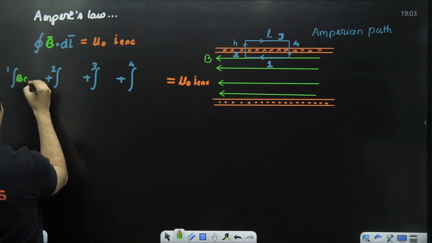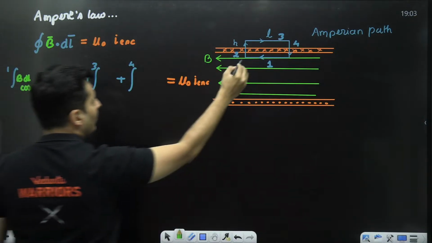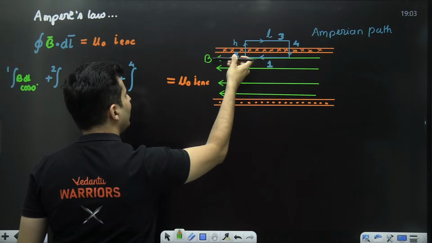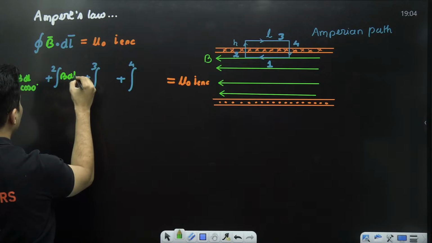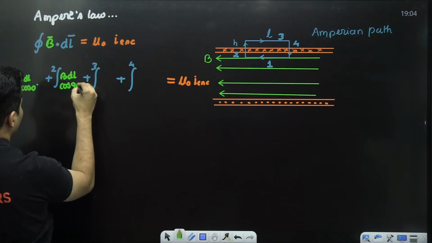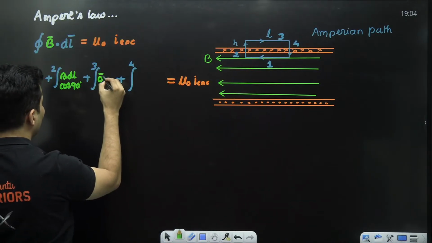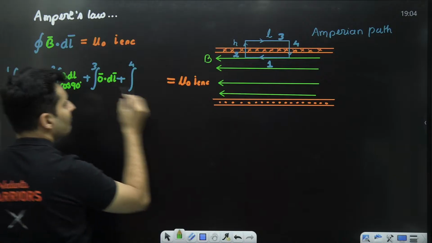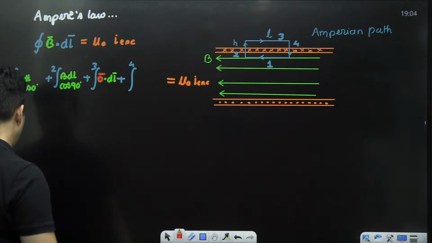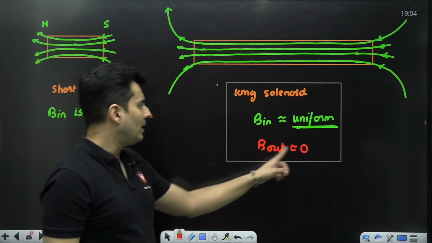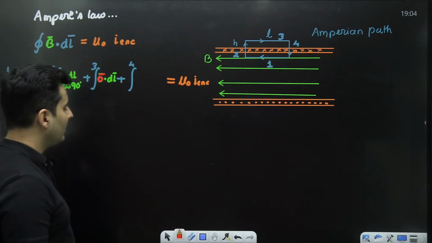Magnetic field dot dl, and this will be nothing but cos 0. For the second part, magnetic field is perpendicular to the length, so it will be B dl cos 90. For the third part, there is no magnetic field only, so it will be 0 vector dot dl. Magnetic field outside, remember, was a big fat 0 vector. I just told you over here, outside there is no magnetic field. So for the third part, this integration will definitely become 0.